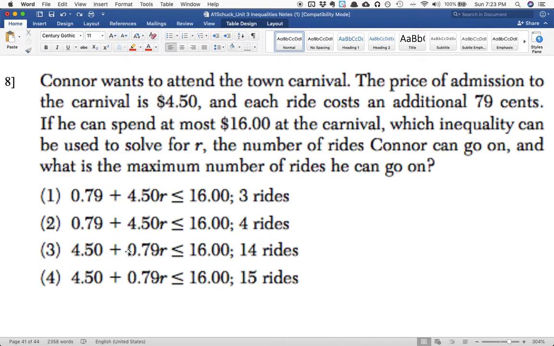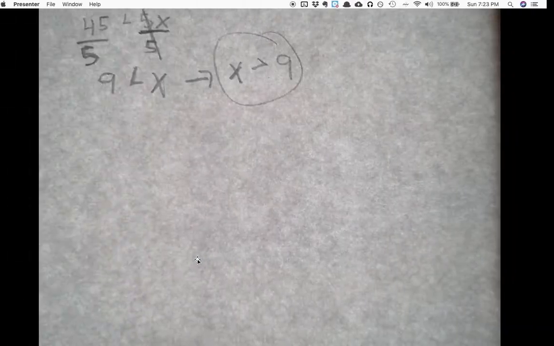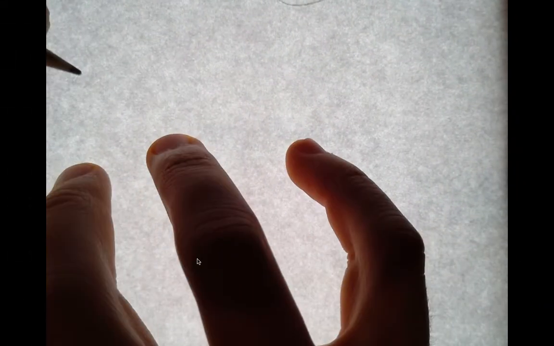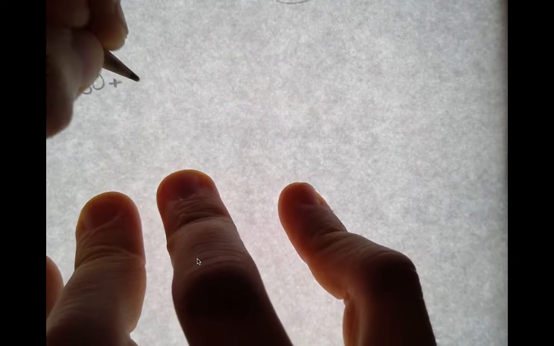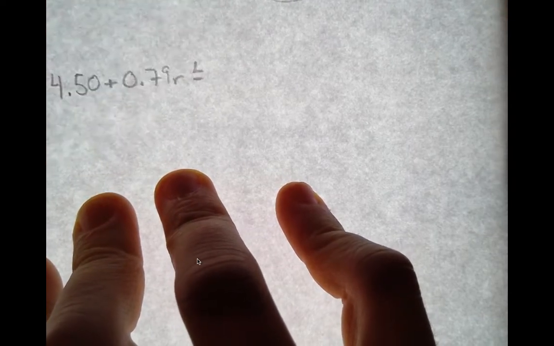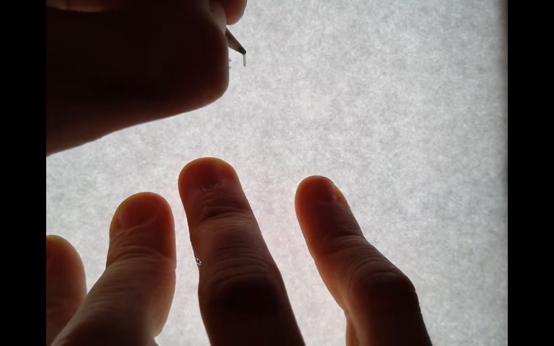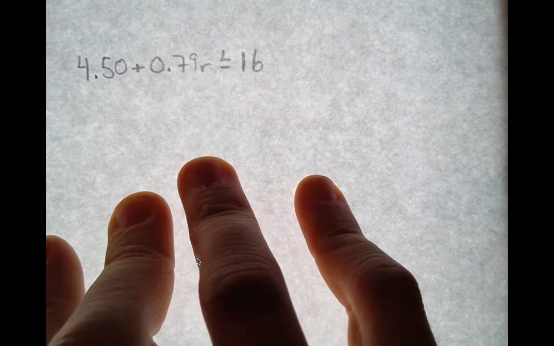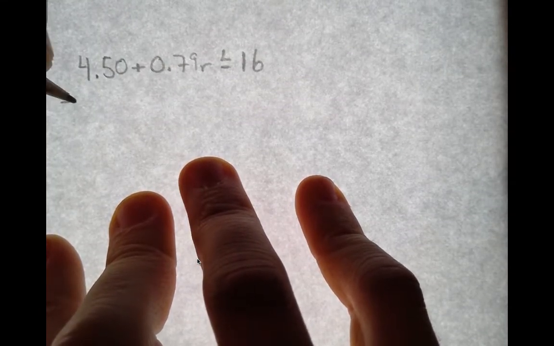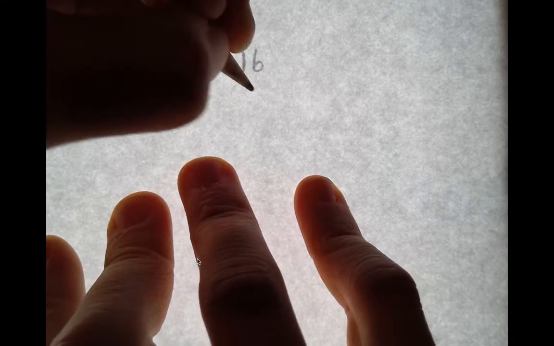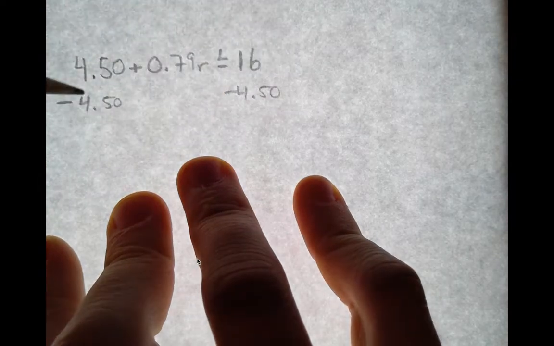So let's write that inequality down, and then we'll try to solve it. 4.50 plus 0.79R less than or equal to 16. So we've got 4.50 plus 79 cents per ride, 0.79R, should be at most less than or equal to $16. All right, so now that we're here, we're going to start solving for R to figure out how many rides Connor's allowed to go on. So I'm going to subtract 4.50 from both sides because we had to pay to go into the carnival.